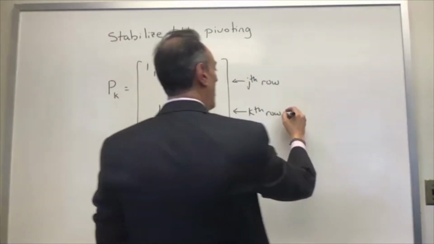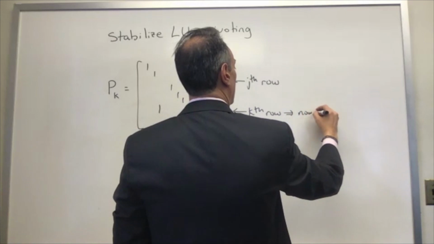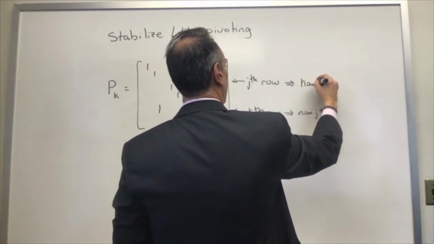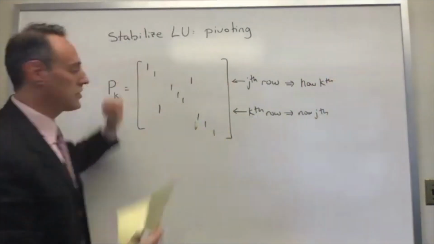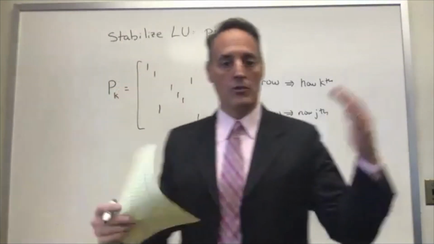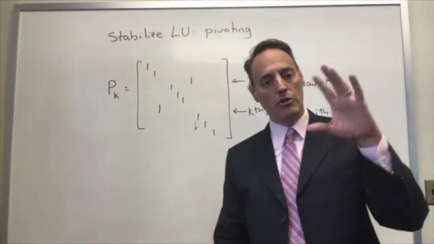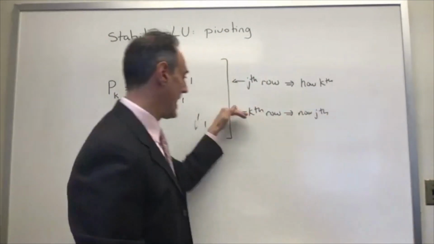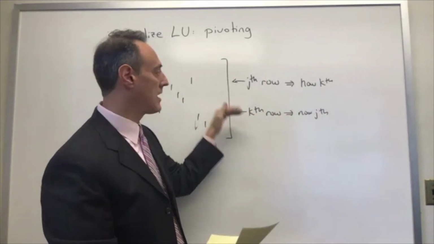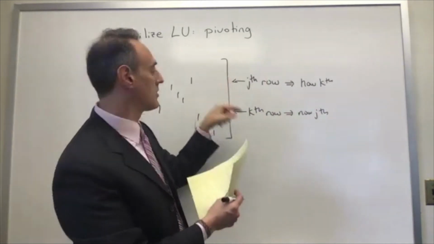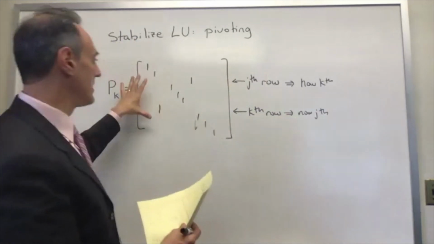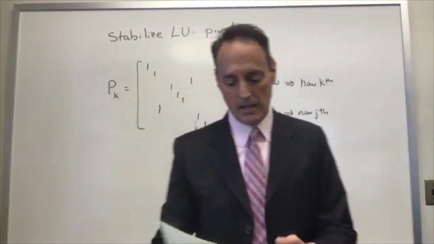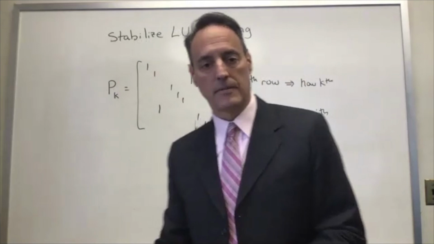And this kth row now is in the jth row, and this jth row now is in the kth row. So you just switch these two rows. That's it. You do your search, you find where the maximum is. You say, oh, this is in row K. And if that's in row K, I want it now to be on the diagonal. So I just move it up to the diagonal. I just take that identity matrix, switch the two appropriate columns. You're done. That is the permutation matrix.